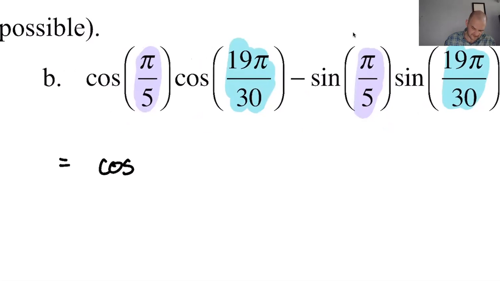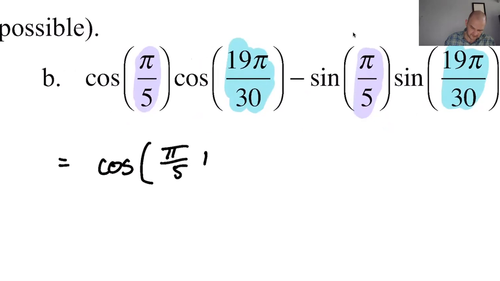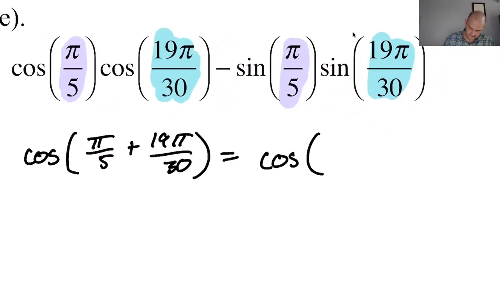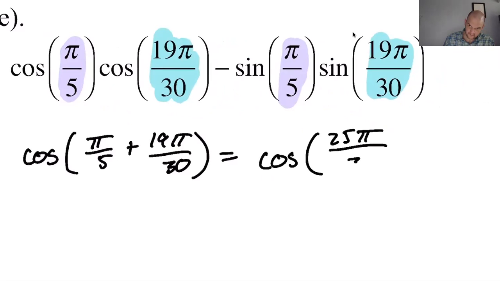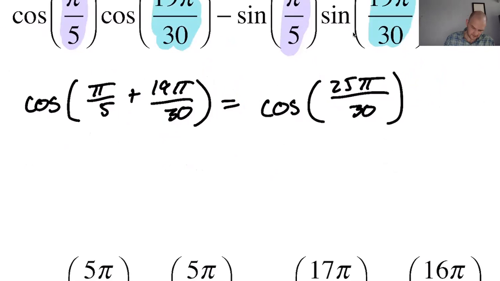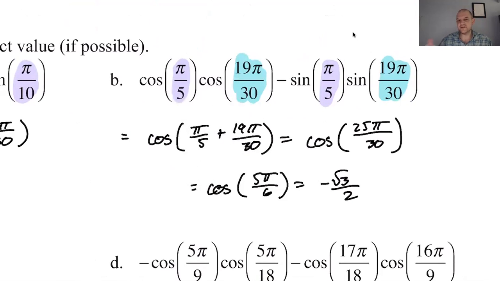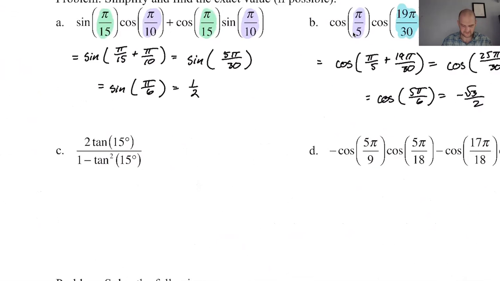This is the cosine of a plus b. 19 pi over 30. So that's 6 plus 19 is 25 pi over 30. And then that's the cosine of 5 pi over 6. And so cosine of 5 pi over 6 is negative radical 3 over 2. So we don't know what the intermediate values are at all, but we do know that if we somehow combine them all, multiply and then take the difference, we're going to get negative radical 3 over 2, which is pretty crazy, but it definitely will work out.